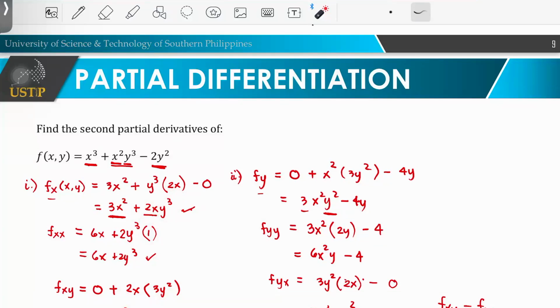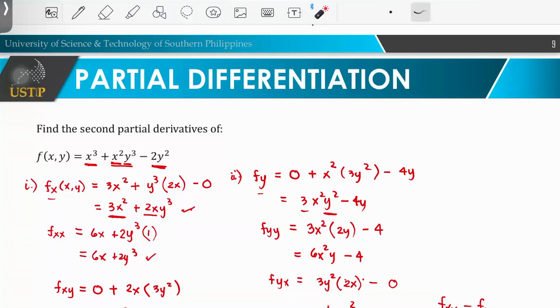Okay, that is how we found fx, fxx, and fxy, the second partial derivatives. Now for f sub y, x is constant in this function. The derivative of the first term is 0, since the whole term is constant. Here, x squared is constant, so we copy it. What will happen to y cubed? That will be 3y squared. Minus, since there is no x there, that is negative 4y. That is the simplified answer for fy.